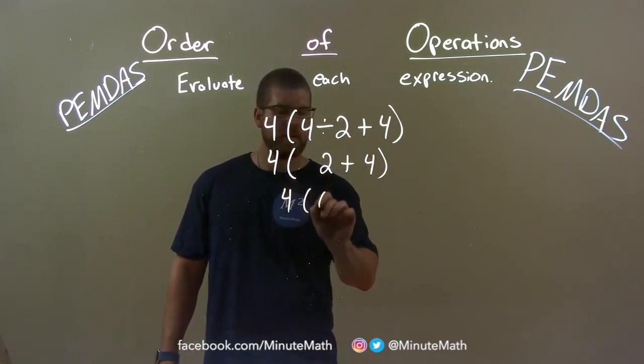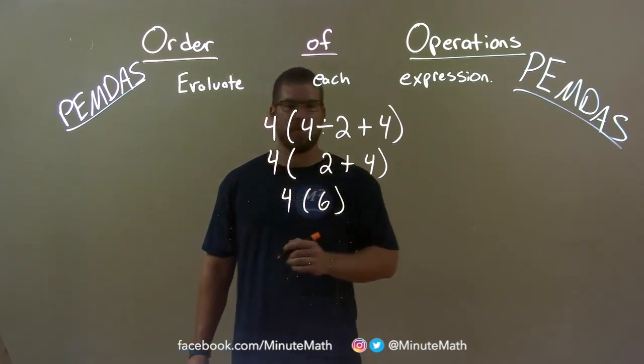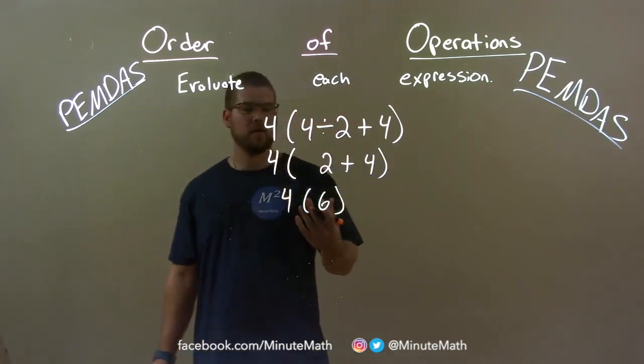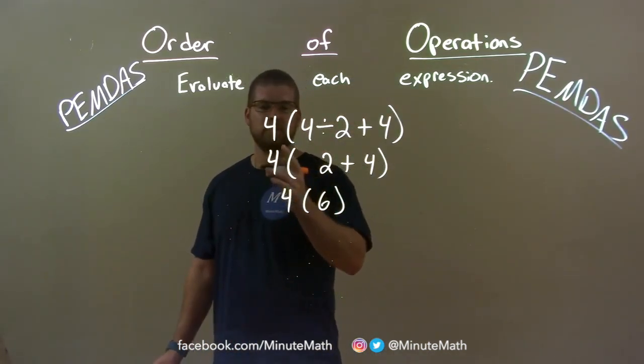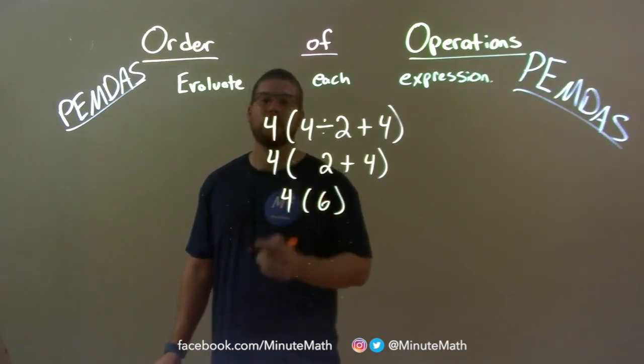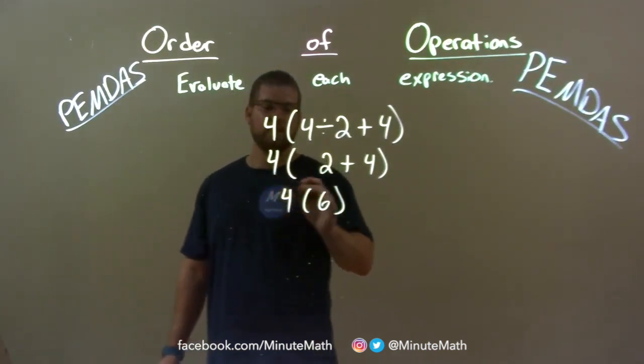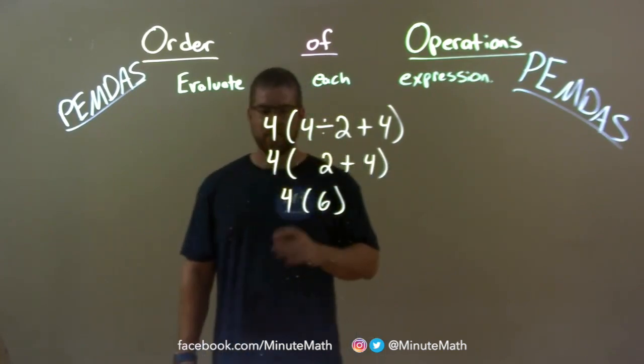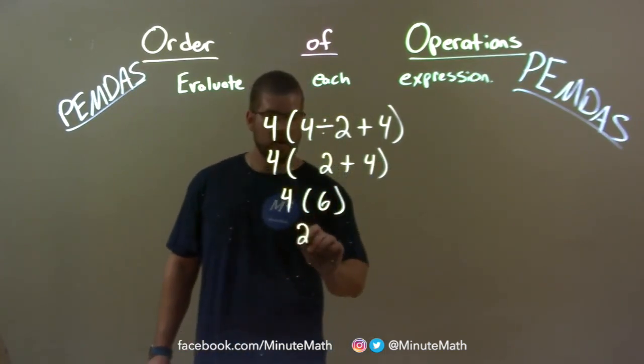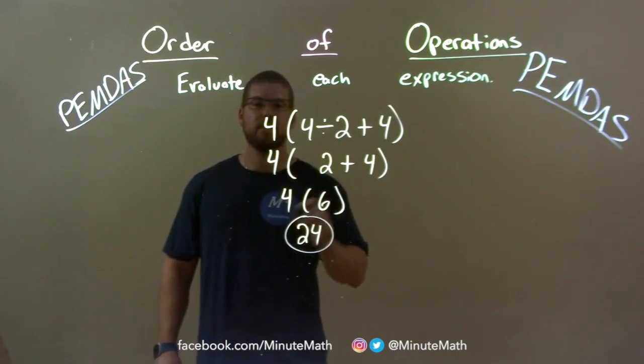So 4 comes down, 6 right there inside the parentheses. Now I left my parentheses there because it's noting the operation between 4 and the parentheses, which is multiplication. So now 4 times 6 is my next step. 4 times 6 being 24. And so 24 is our final answer.